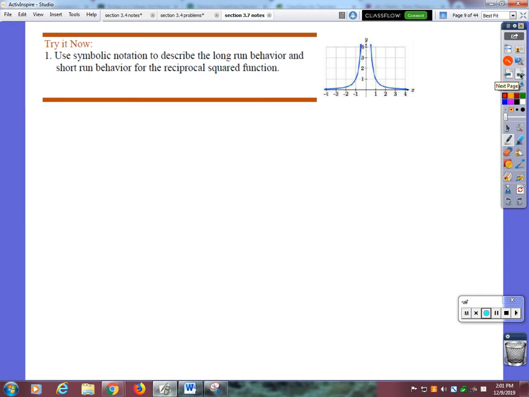Okay, did we do the long run and short run behavior here of this one? I don't think we did. So let's use this as a little refresher, okay? Let's do the long run behavior first, which is also known as the end behavior. The long run behavior is what's happening a long ways away, at negative infinity and at positive infinity. So if we start with infinity, as x approaches infinity, what happens to the graph?